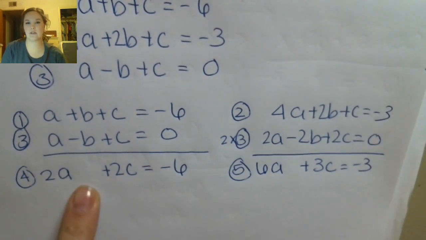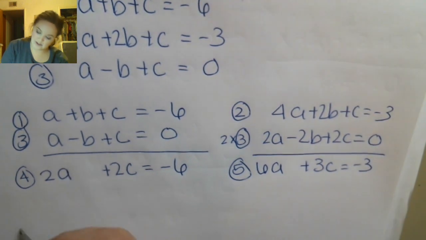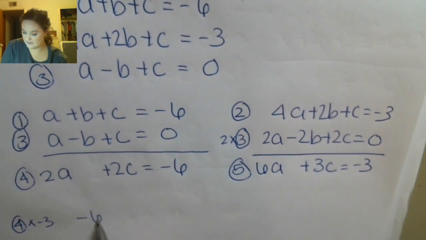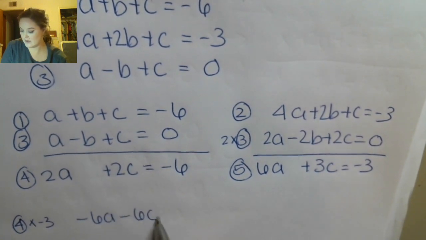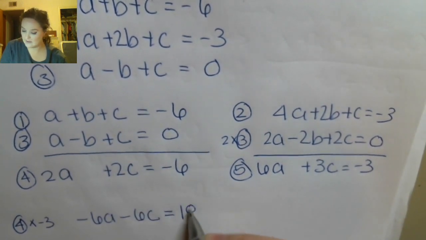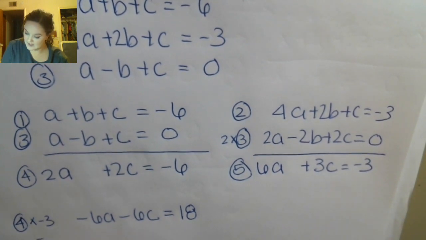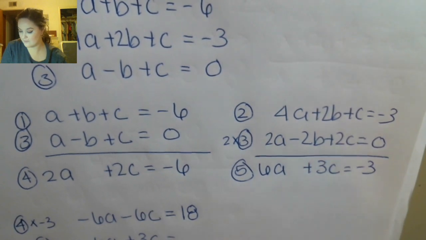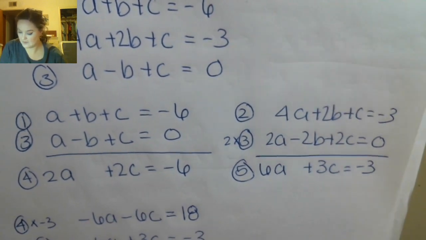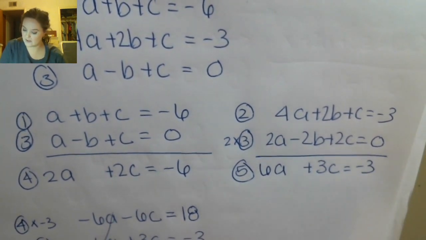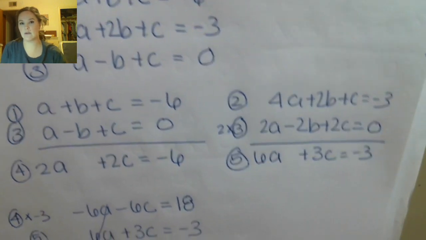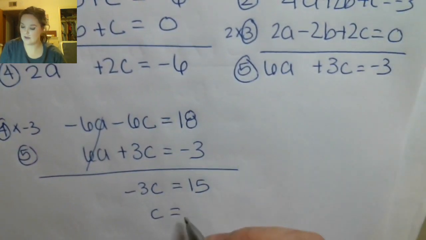So I'm actually going to take this equation and multiply it by negative 3. So that would give me negative 6a minus 6c equals 18. Okay, and then I'm just going to add equation 5. Okay, those will cancel, which was my plan. This gives me negative 3c equals 15. So c is negative 5.